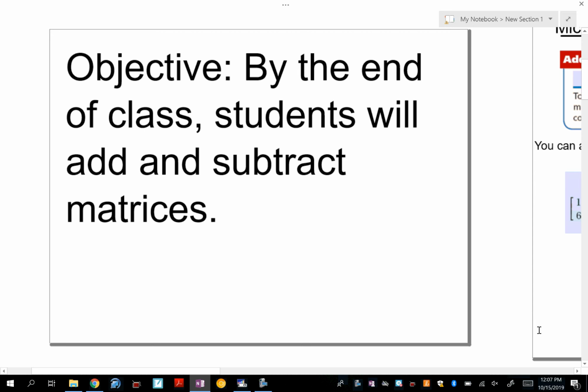Okay, so we're here with period 7, our blue period, to start our unit on matrices. All right, so today you're going to leave this class knowing how to add and subtract matrices.